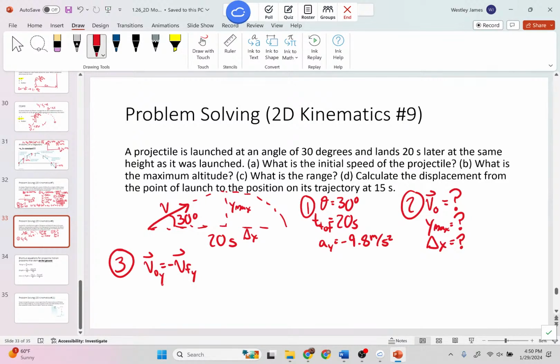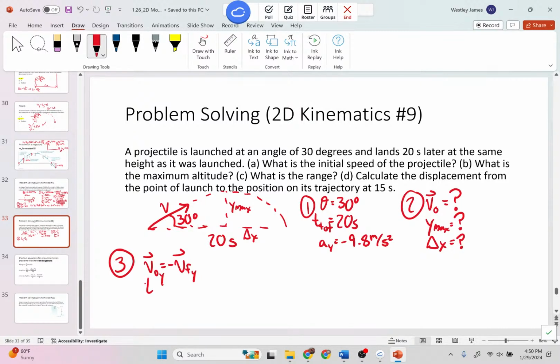At the end of the day, a projectile motion problem, when it returns to the same height, it's just a free fall problem, something getting tossed up in the air, mixed with a constant velocity in the x problem, and they're just together at the same time. So we know that. We know a few other things.